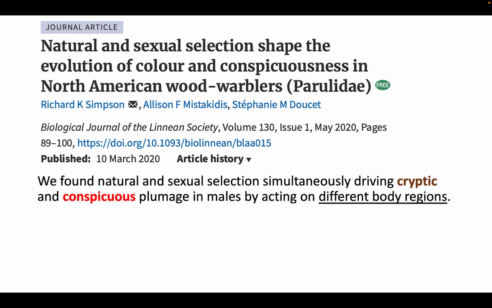And they found that natural selection and sexual selection were both simultaneously working, with natural selection tending to drive cryptic coloration, meaning camouflage coloration, and sexual selection tending to drive conspicuous coloration, and it was acting on different body parts. So both of these, we know, can drive speciation. We need some sort of selective force or a strong element of genetic drift that will lead to speciation.